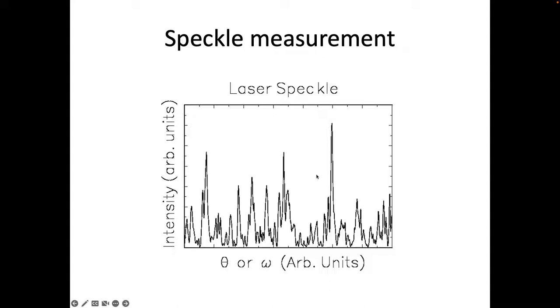So the interesting thing is that I can write here the probability to measure an intensity I versus the mean intensity at this point, and that distribution is a negative exponential. So it means I have a very high probability to measure very low intensity, and a very small probability to measure very high intensity. So this is what you also see in this graph here. You have a very high likelihood of measuring really low intensities. They happen a lot, but these high ones are really rare.